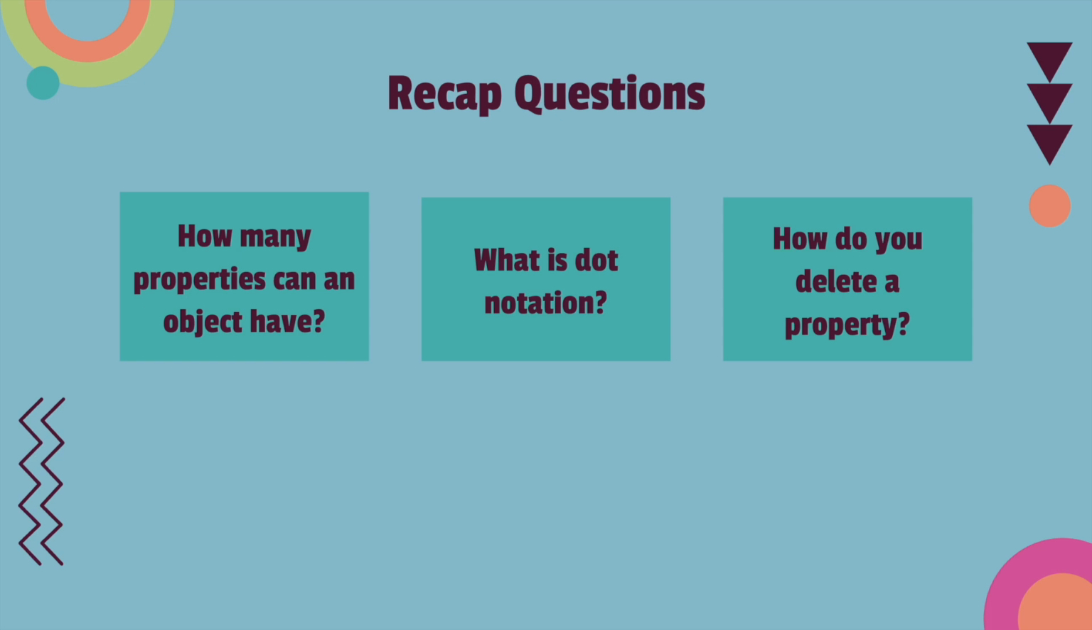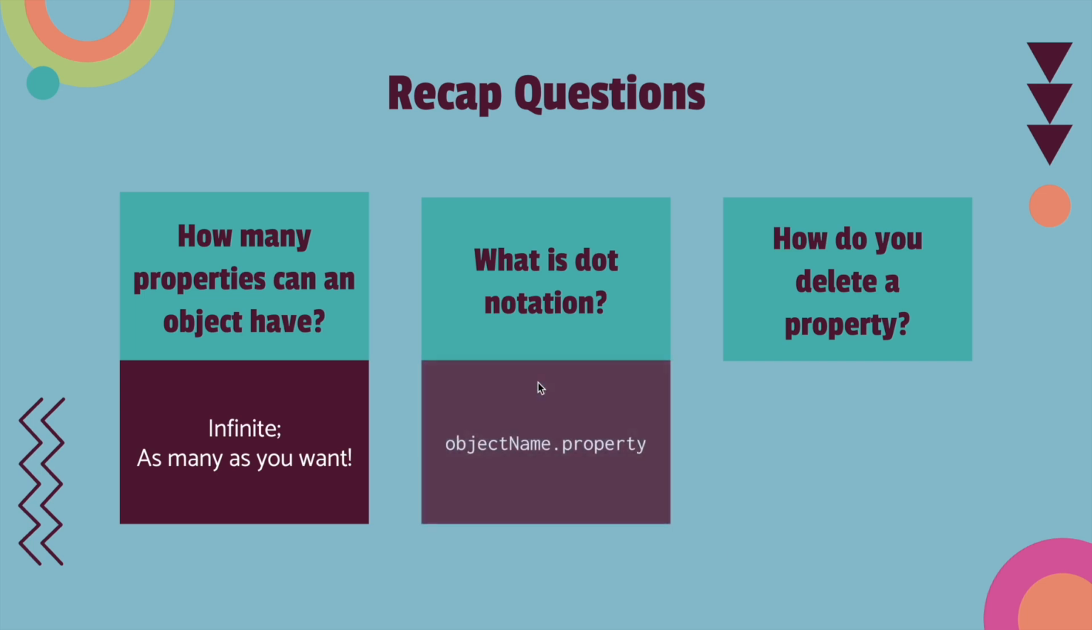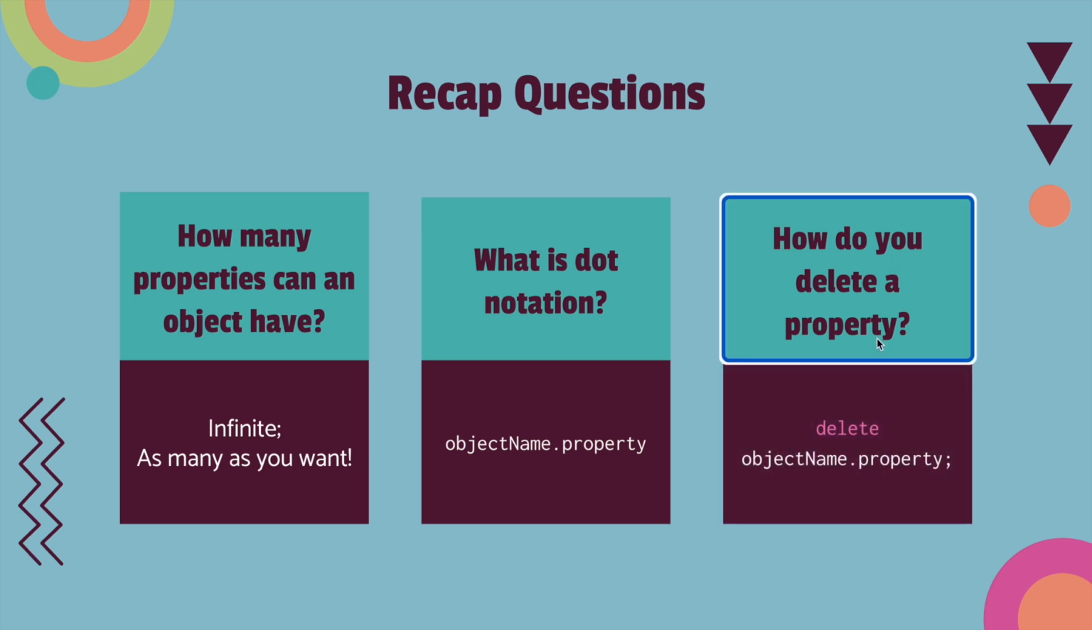First, how many properties can an object have? It can have as many as you want. So there is absolutely no limit to the amount of properties that an object can have. Next, what is dot notation? Dot notation is when you do object.property and it allows you to get a property value. Last, how do you delete a property? You can delete a property by saying delete object name, the property name.